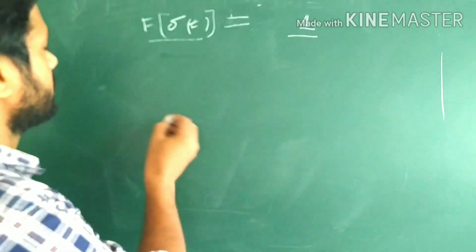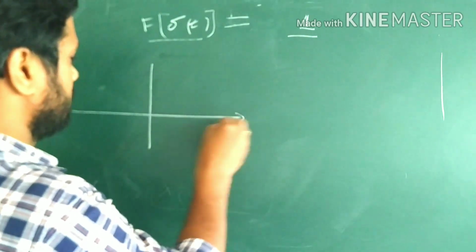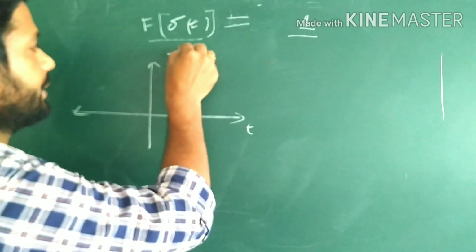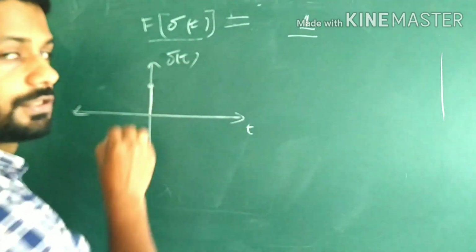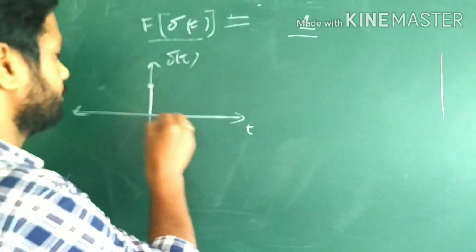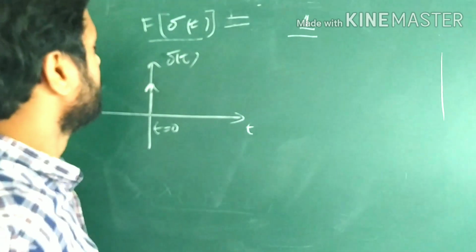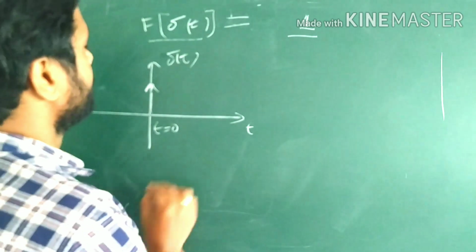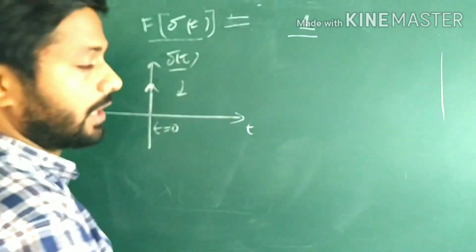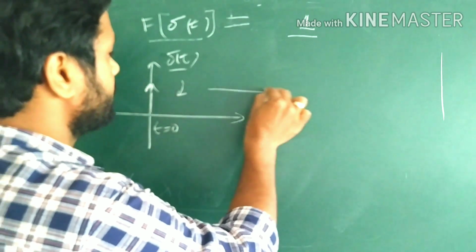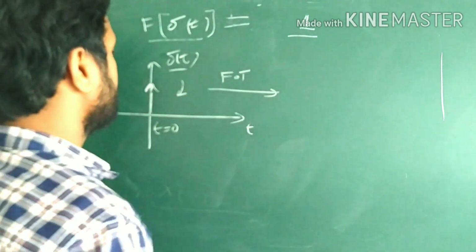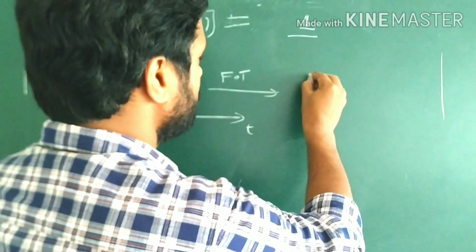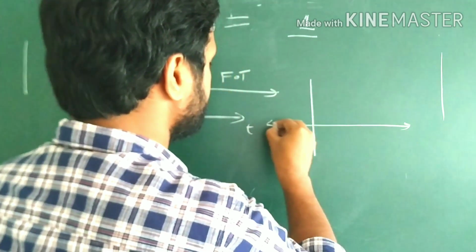So here we have seen that Fourier transform of delta(t) is 1. Let us draw its graph. We know the graph of delta(t) exists only at t equal to 0, and the amplitude of delta(t) at t equal to 0 is infinity. So it is a signal in time domain, and we know that Fourier transform converts that time domain signal into its frequency domain signal. So what will be the graph of Fourier transform?